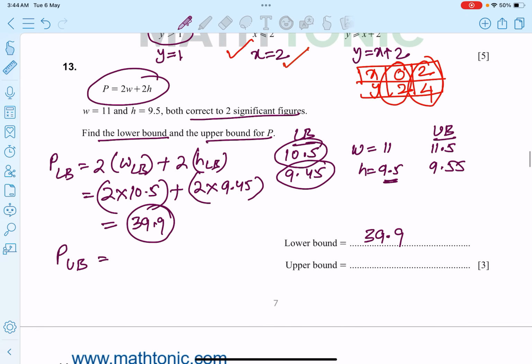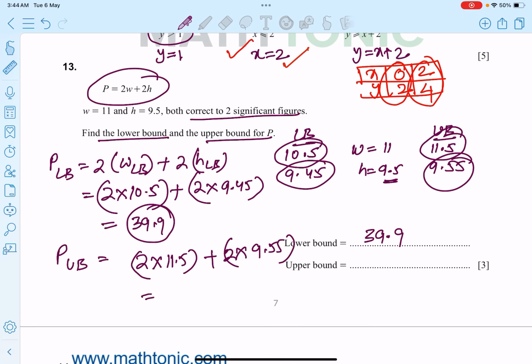Next, P upper bound equals 2 times, what is w given? w is given 11.5. We'll take the upper bound right now, 11.5, plus 2 times h upper bound, which is given 9.55, right? When I put the values in the calculator, you should get the answer, that is 42.1. This will be the answer for this question. Did you get it, everyone, clearly?